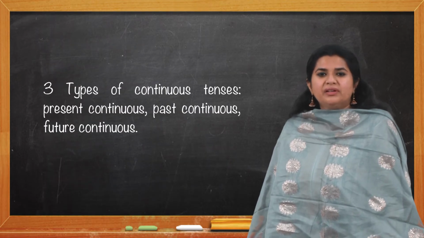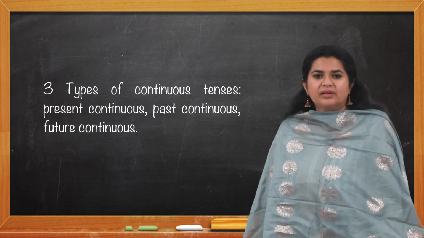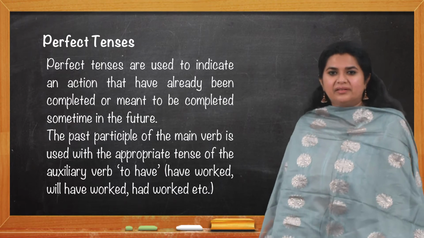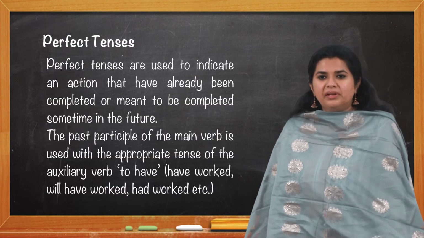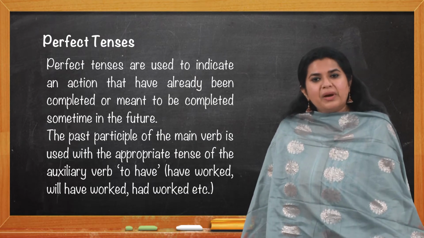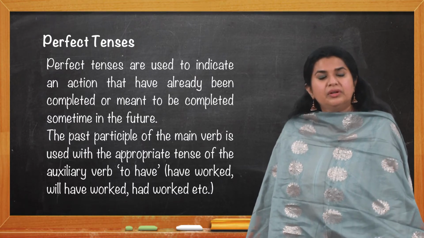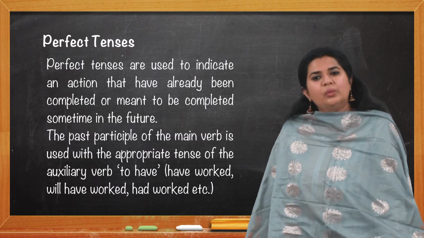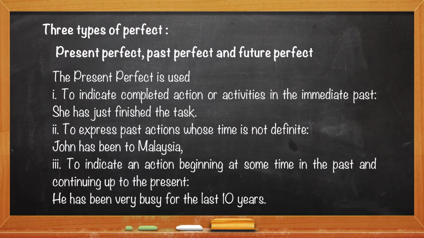So, types of continuous tenses: present continuous, past continuous, future continuous, and then we have perfect tenses. Perfect tenses are used to indicate an action that has already been completed or is meant to be completed sometime in the future. The past participle of the main verb is used with the appropriate tense of the auxiliary verb to have: worked, will have worked, had worked, etc. There are three types of perfect tenses: present perfect, past perfect and future perfect.